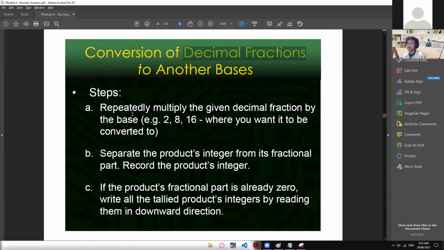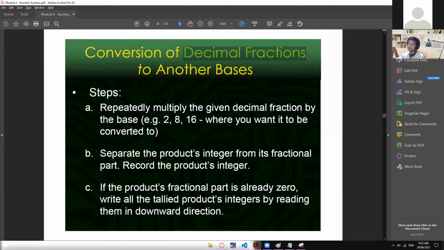If you want to convert it to octal, just multiply by 8. If you want to convert it to hexadecimal, just multiply by 16, depending on what you want to convert it into. So that will be your multiplier. Then separate the product's integer from its fractional part, and record the product's integer. And then if the product's fractional part is already 0, write all the tallied product integers by reading them in downward direction.